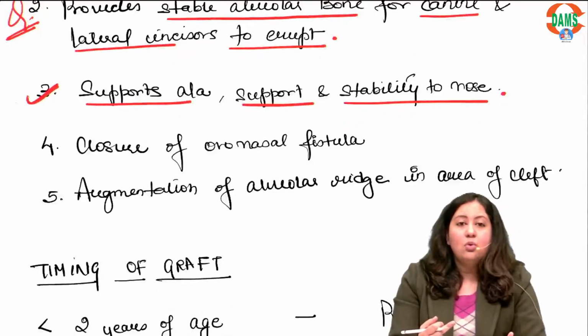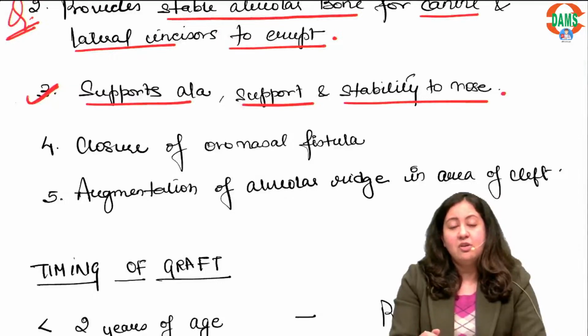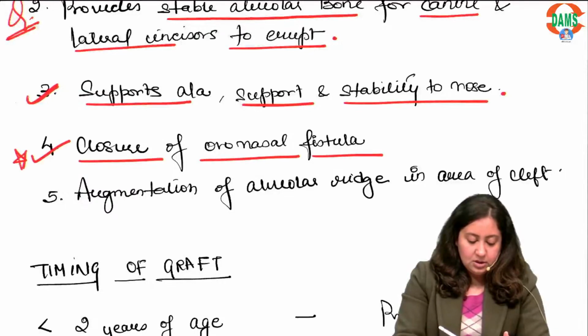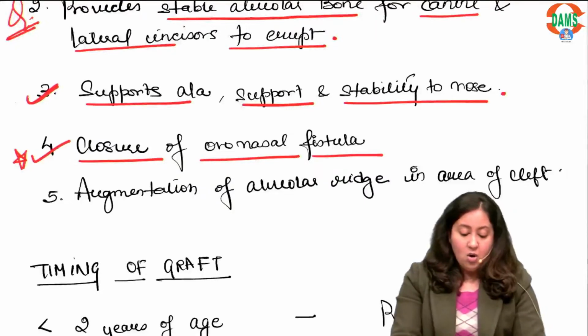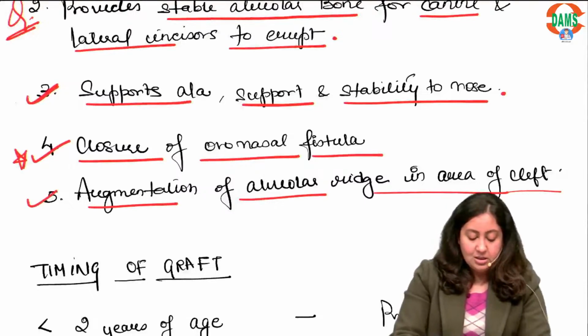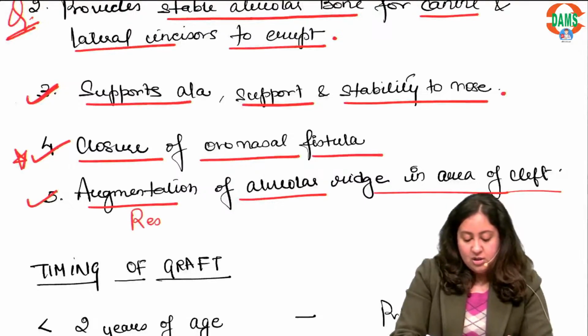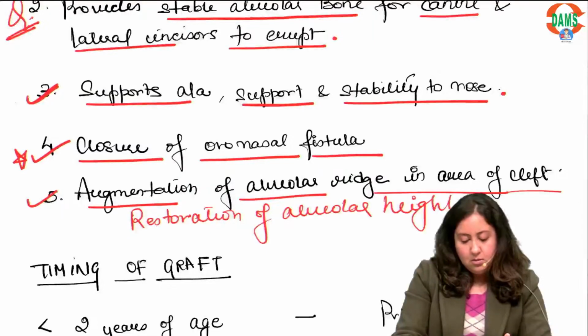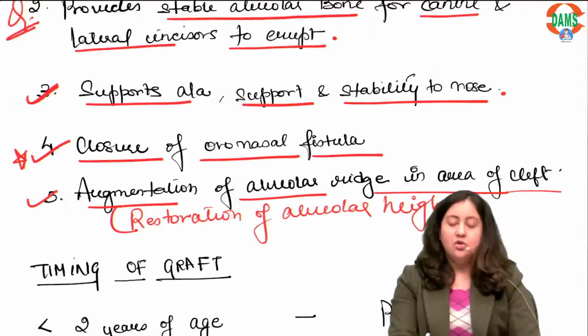Closure of oronasal fistula. Your alveolar bone grafting will also help in closure of oronasal fistula. This is also an important point. And augmentation of alveolar ridge in areas of cleft. Augmentation is nothing but restoration of alveolar height. This is what is meant by augmentation of alveolar ridge.